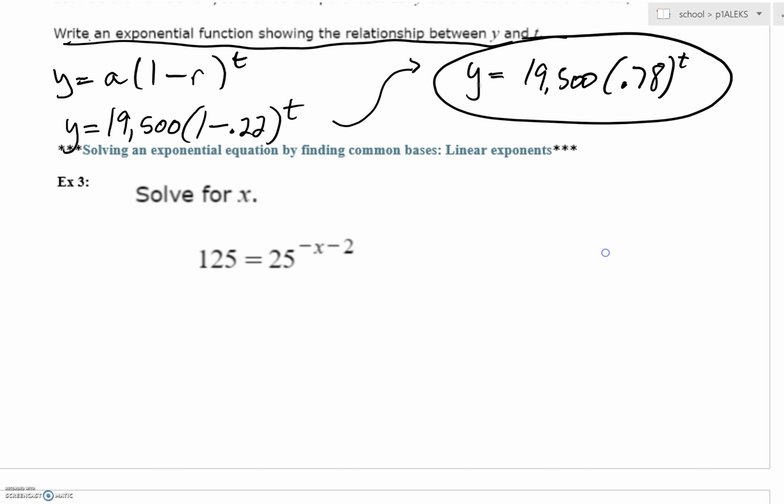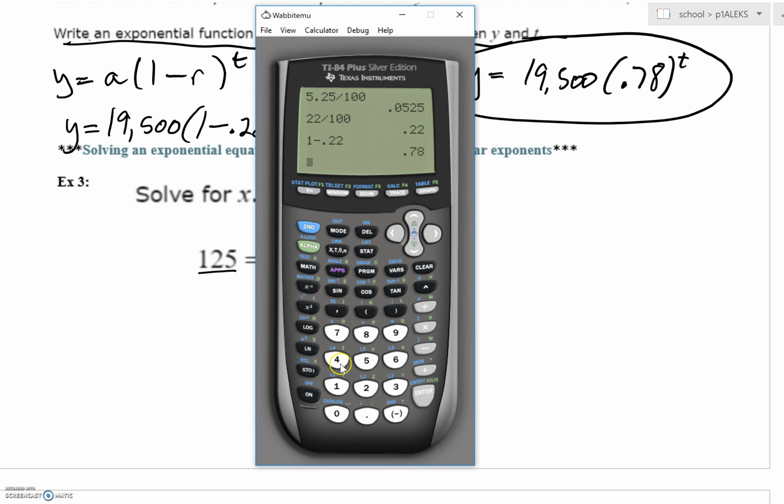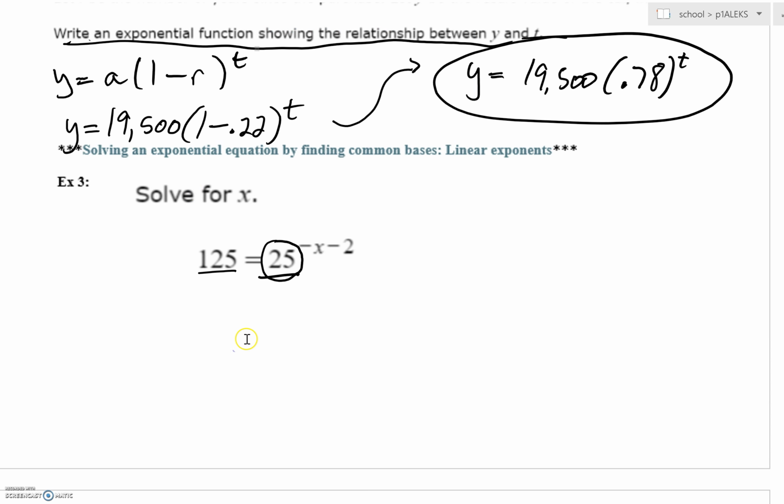Guys, we have one last problem here, and we're trying to solve for x. What you want to do is get the same base. You want to have the same base. So what we're going to see is simply this. This 25 is really 5 to a power. 25 is really 5 to the second. So I'm going to write 25 as 5 to the second and then put a negative x minus 2 up here.